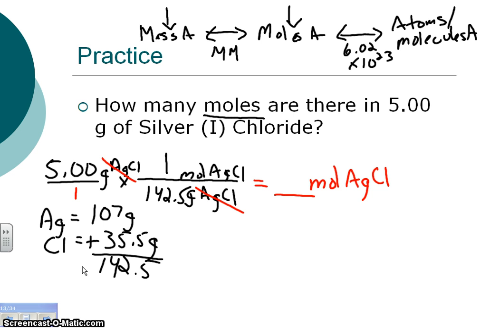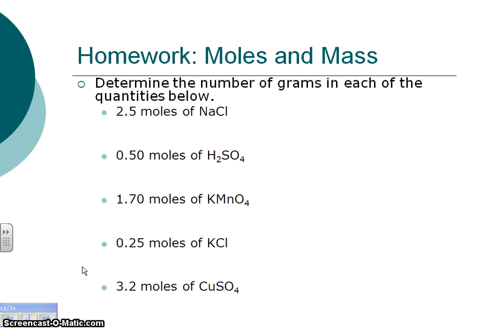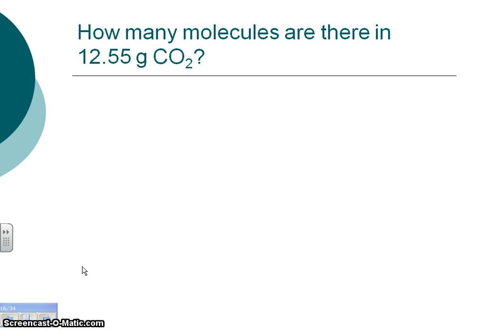Now, in your notes, you're going to have this unit multiplier set up, and you're going to give me a calculation for how many moles of AgCl there are in 5 grams of silver 1 chloride. Now in class, we're going to work on the worksheet that is going to relate moles and mass. You're going to be working on this in class. However, we want to just do a 1-step problem. We just showed you a 1-step problem. Let's do a 2-step problem.